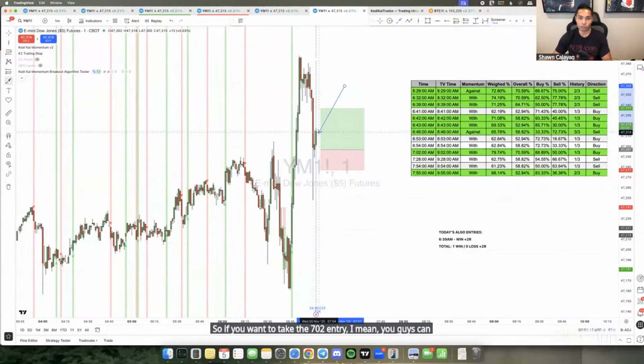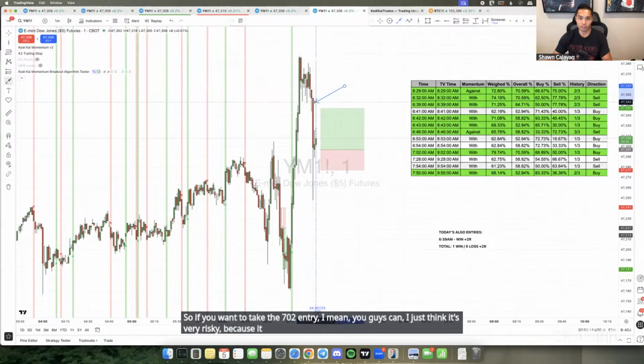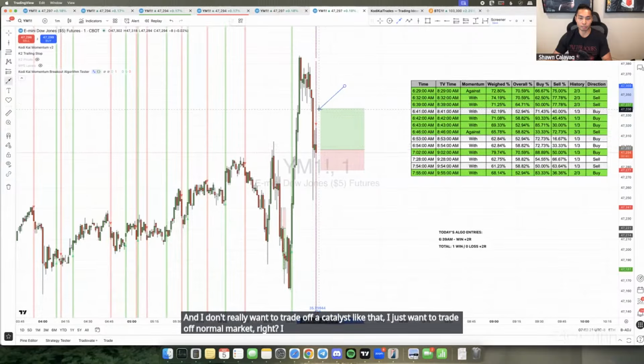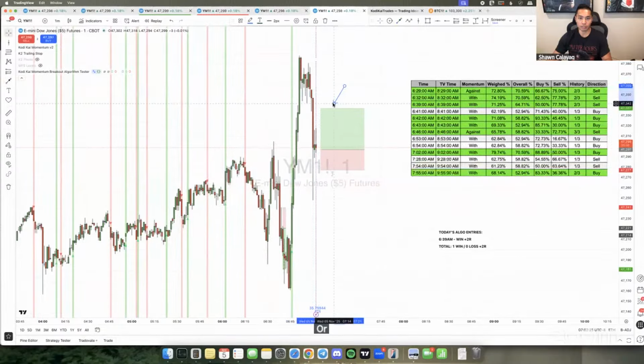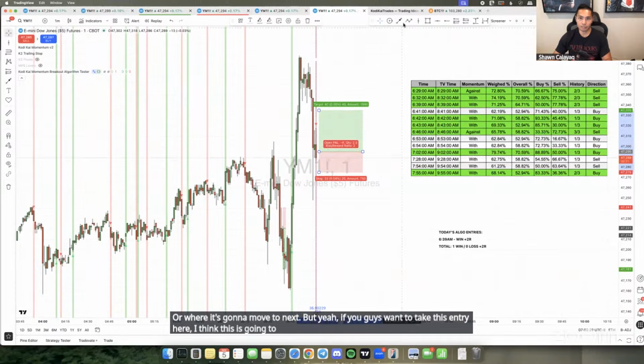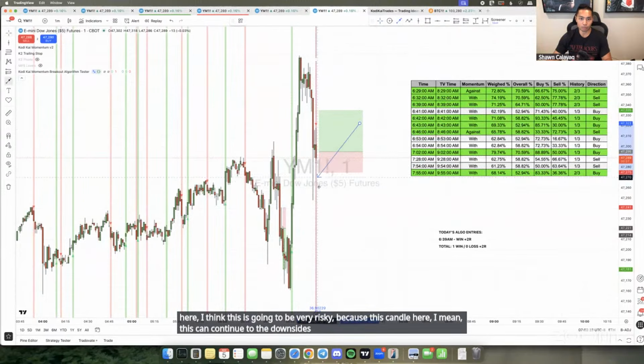I just think it's very risky because it's based off this catalyst right here, and I don't really want to trade off a catalyst like that. I just want to trade a normal market. I'm trying to ride momentum, not guess where price is going to correct to or move to next. If you take this entry, it's very risky, because this candle can continue to the downside to fill the gap below this wick, or it can push up to fill this body right here.